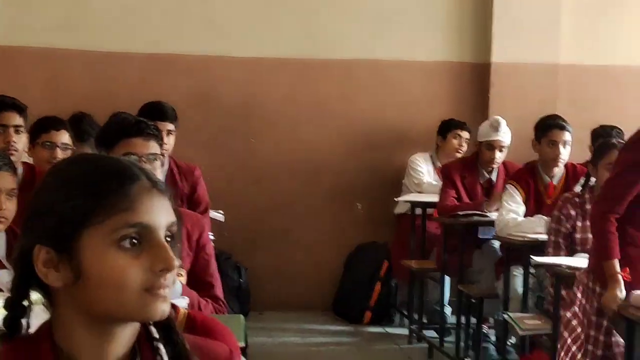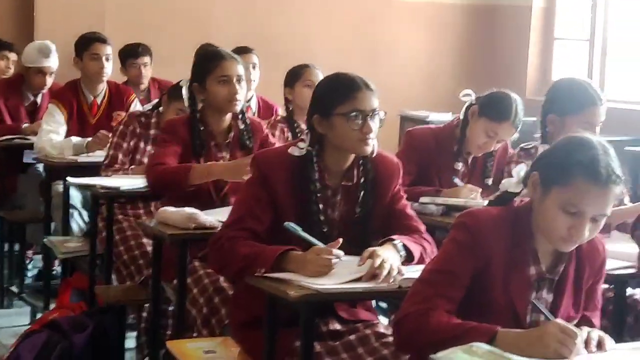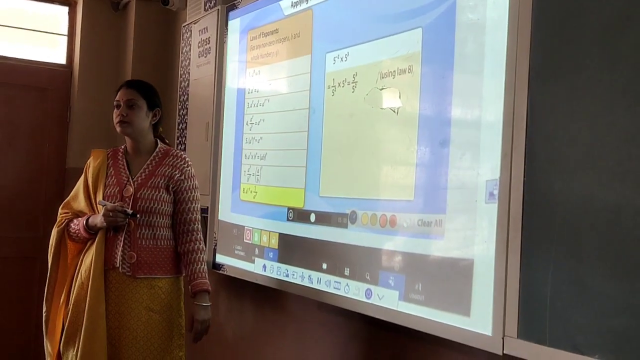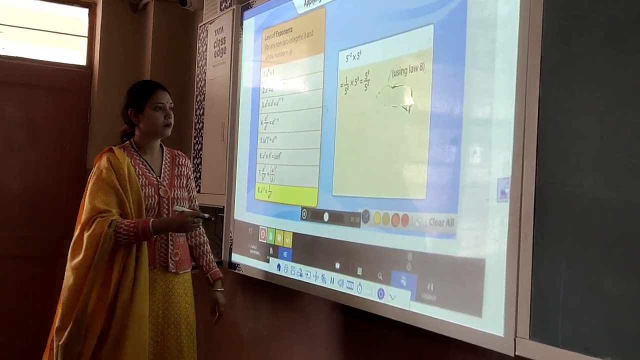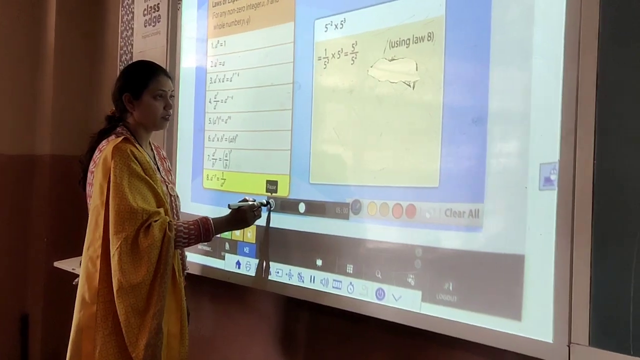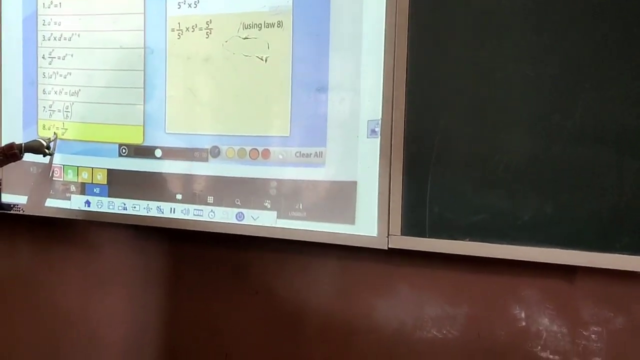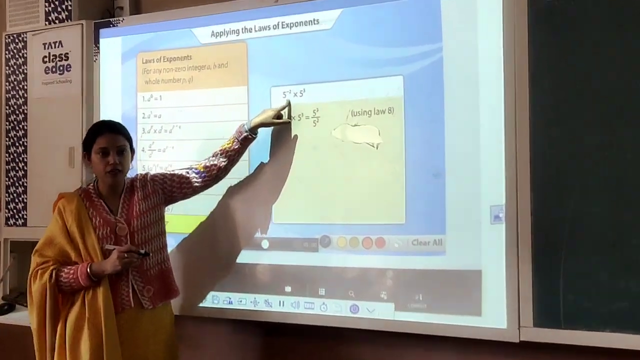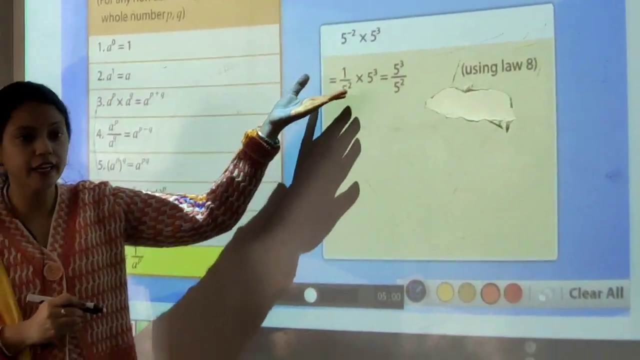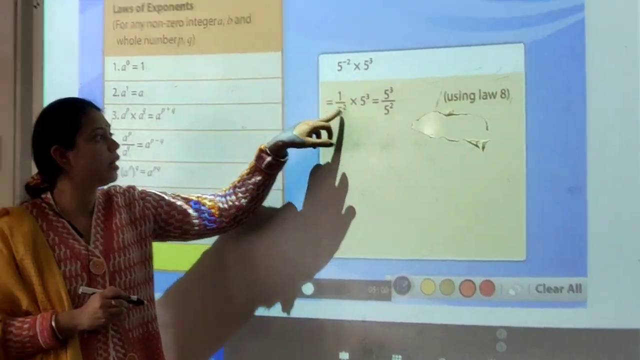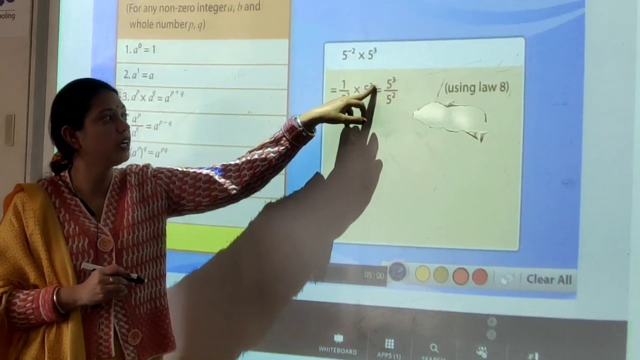I will give you more examples. We must first get rid of the negative power on 5 by using law 8. Next. This will give us 5 to the power 3 divided by 5 to the power 2. Look here, all of you. Firstly, the law 8 is used here because it's a negative power. We can take the reciprocal, the negative power change into positive. Correct? So 1/5 square into 5 raised to power 3.